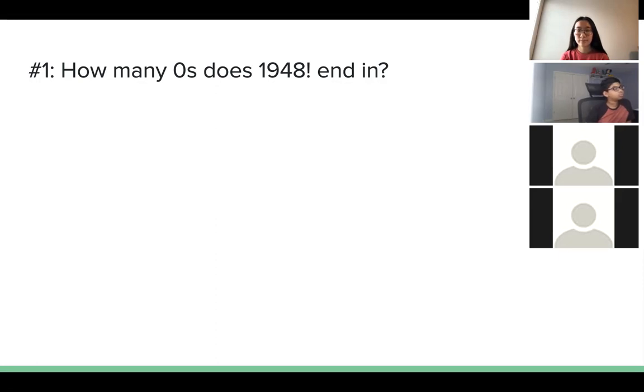I don't know how to do the method to solve this problem. That's fine. Do you know what the method is, or is it completely new? I don't know at all. Okay. I'm pretty sure you have to divide by 5 and 25. Yeah.